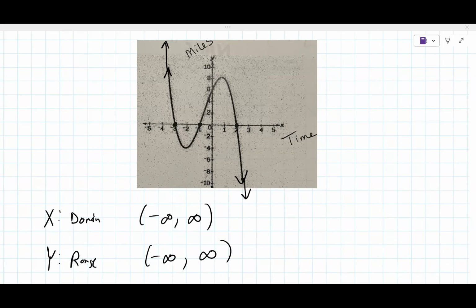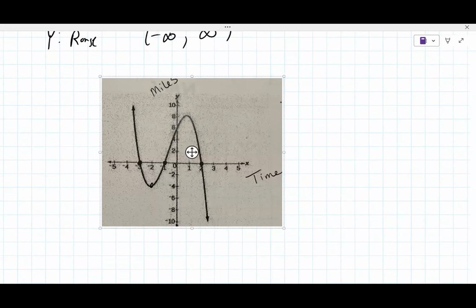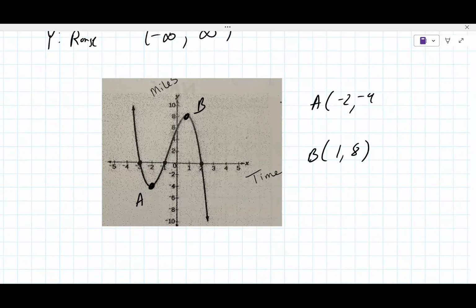All right, let's see what's next. Part C. Before we do C, we need to figure out the min and the max here, or what's called the local min and the local max. Can you estimate the ordered pair at A and the ordered pair at B? Give me those values for A and B. For B it's 1/8, and for A it's -2, -4.